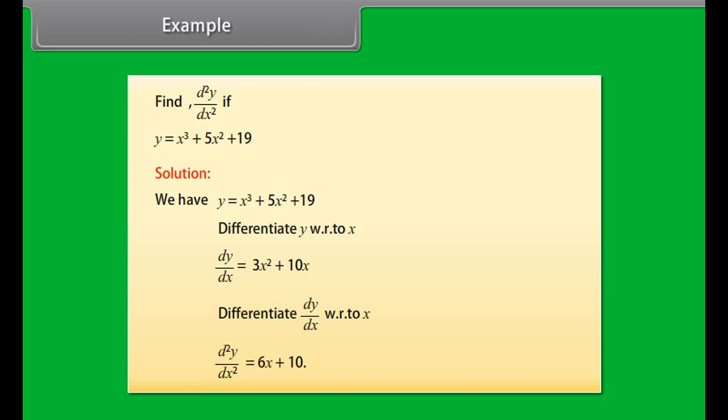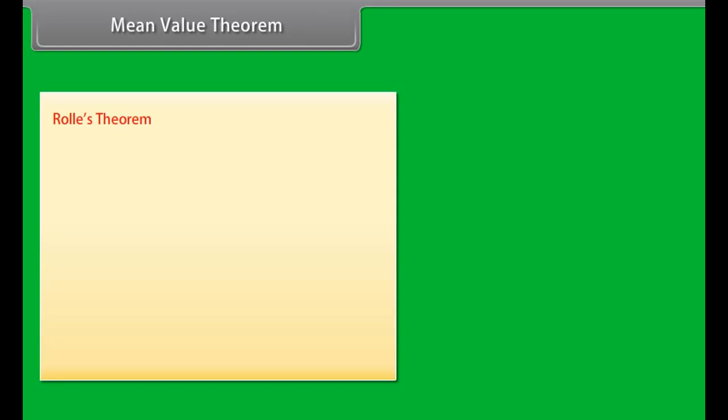d2y by dx square is equal to 6x plus 10. Mean value theorem. Rolle's theorem.